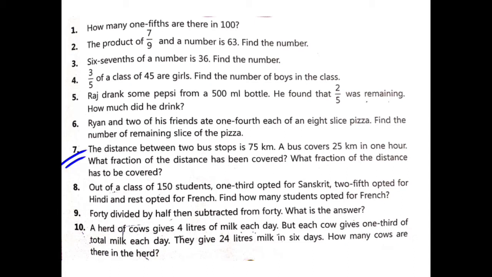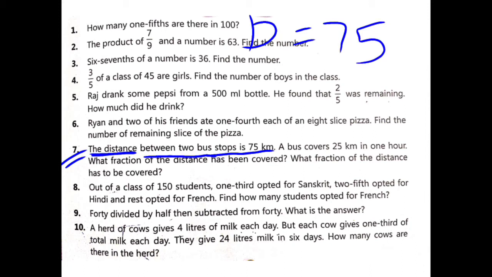That is related to distance. Distance, इसको हिंदी में बोलते हैं दूरी. Okay, so the distance between two bus stops is 75 kilometer. They have given you the total distance. Total distance equals 75 kilometer. This is the distance between two buses, one bus this side and one bus this side. So the total distance is 75 kilometer.